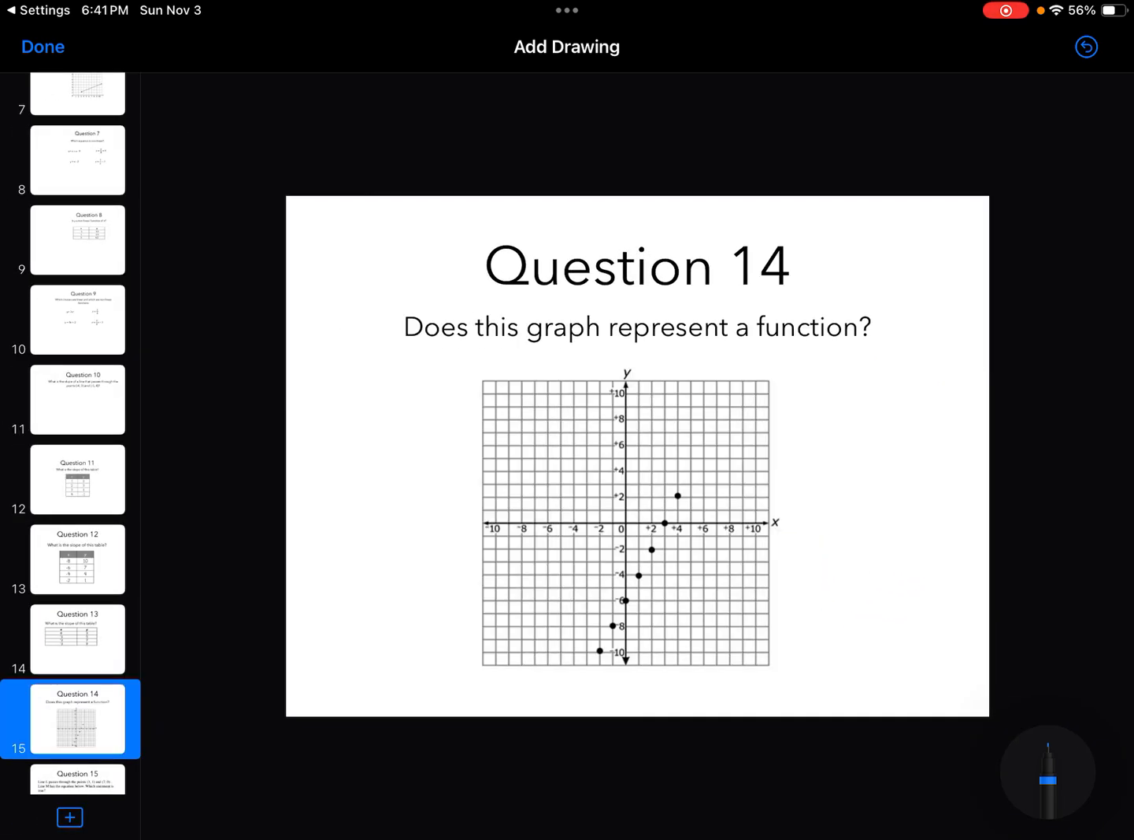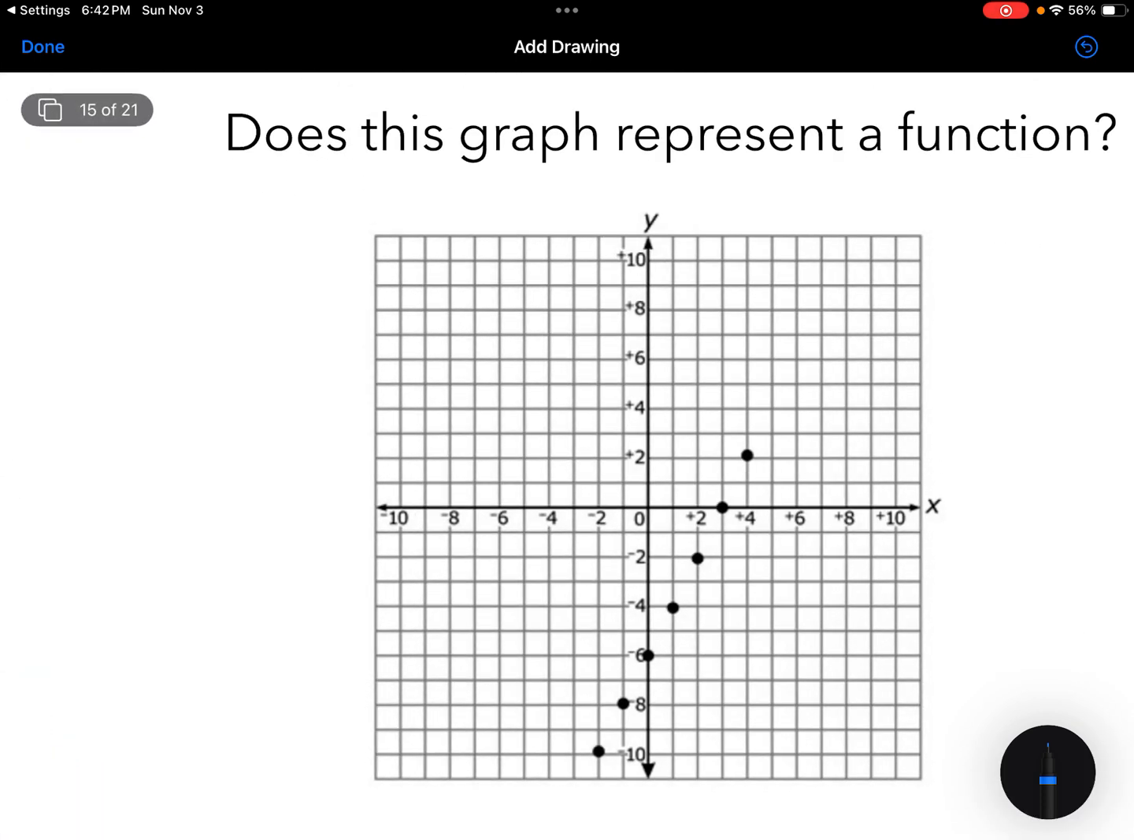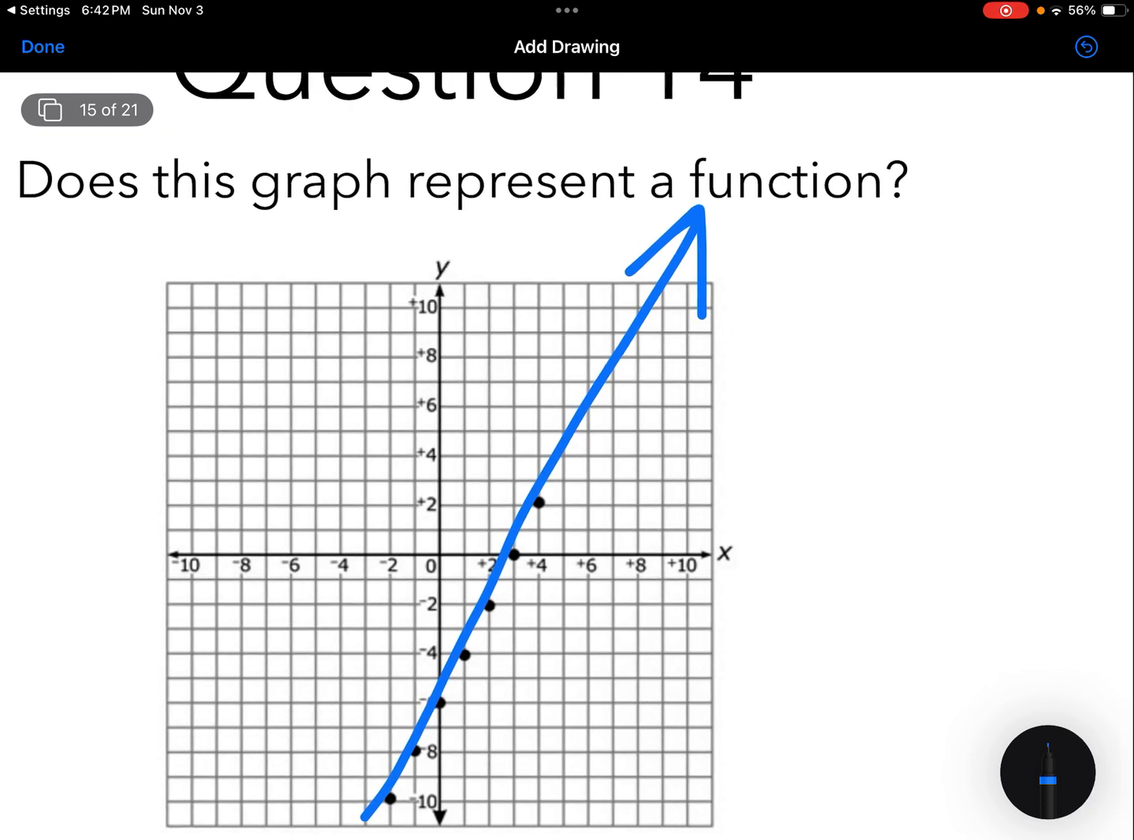Does this graph represent a function? Well, we have a straight line. So yes, it represents a function.